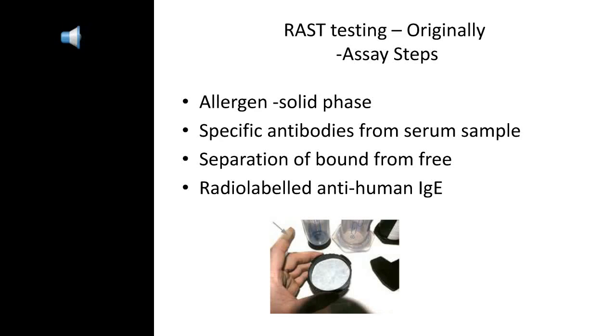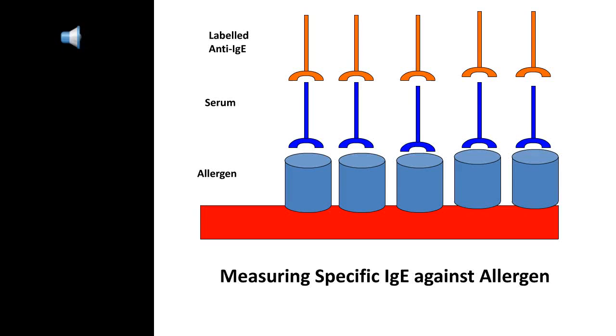The actual principles of this testing haven't really changed that much, as the audience knows, that you've got a solid phase allergen, you add the serum, which contains the specific antibodies, you separate out the bound from the free, and you add a labelled anti-IgE. And this is my very, very crude interpretation. You get the allergen in the solid phase, you add the serum, and you add the anti-IgE.